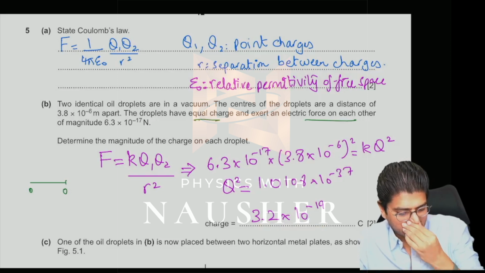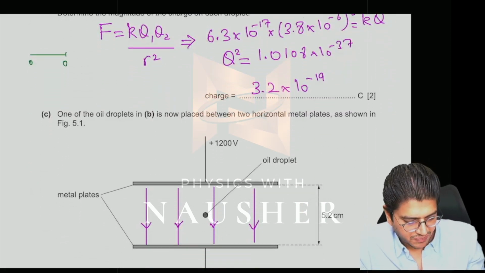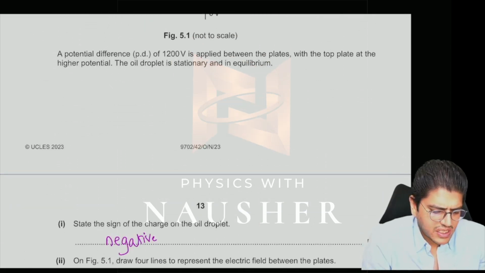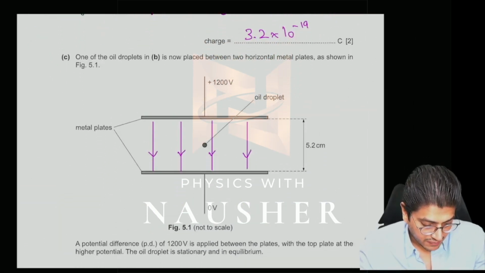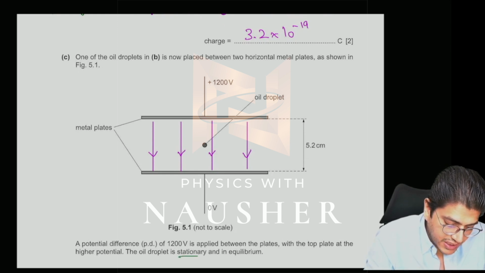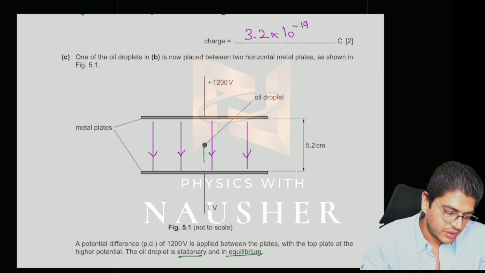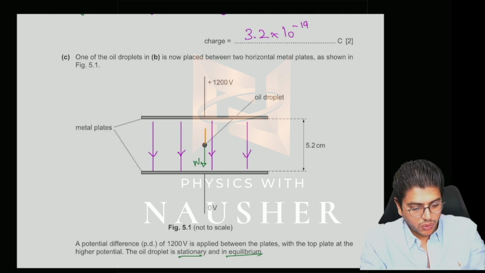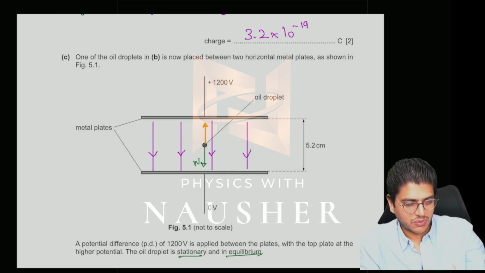One of the oil droplets is now placed between two horizontal plates as shown. Okay, so this is how they've placed it. The first question should be, what is the electric field? Maybe. Or what is the sign of charge on the oil? So the oil droplet is now placed, and the oil droplet is stationary and in equilibrium. Why is it in equilibrium? Because the weight is downwards, and there must be something which is pulling the oil droplet up to hold it in its place, just like that mass which we're doing in question number 1.